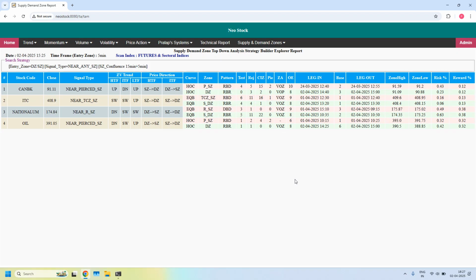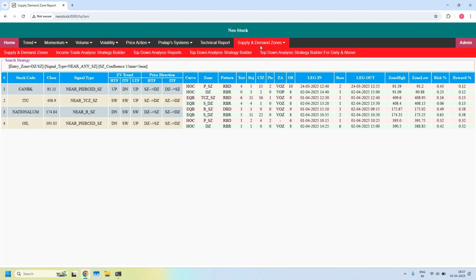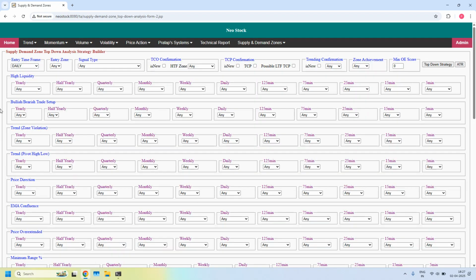Okay, this is about stocks near demand and supply zones for different time frames. Next, we will generate bullish and bearish trade setups for monthly, weekly, daily and hourly income trades. Starting with monthly income trade bullish trade setup, entry time frame is daily.